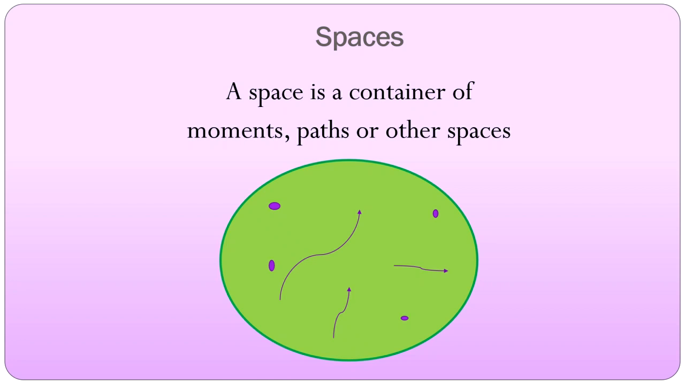And then spaces. So space is a container of moments, paths, or other spaces, which are sometimes referred to as a subspace. So when we consider what we're experiencing, is it a moment that we're experiencing? Is it a path? Is it a space? This has major implications for how we relate to it in terms of decision making and choices.